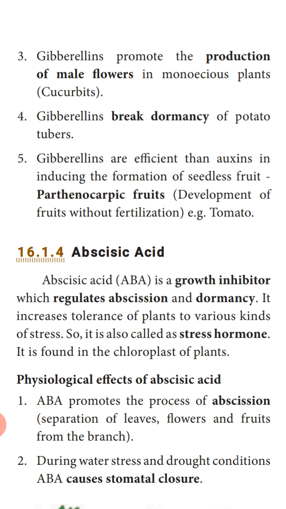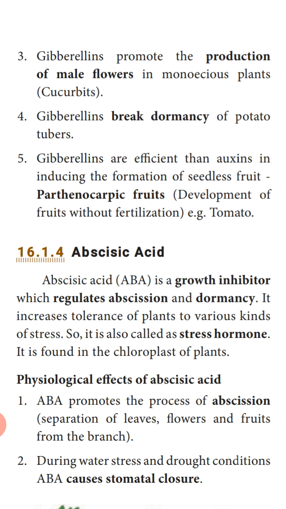When we apply auxins we can develop parthenocarpic fruit. But when a comparison is done between gibberellins and auxins, gibberellins are more efficient. Gibberellin can promote more parthenocarpic fruits compared to auxins. An example is the tomato plant. More tomatoes can be obtained in the tomato plant by the treatment of gibberellins.